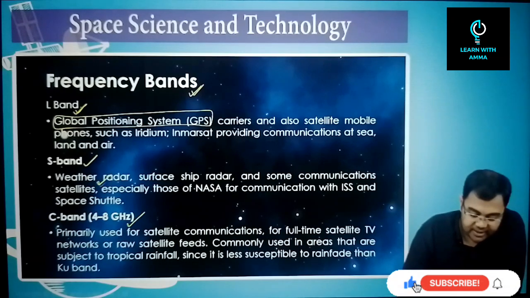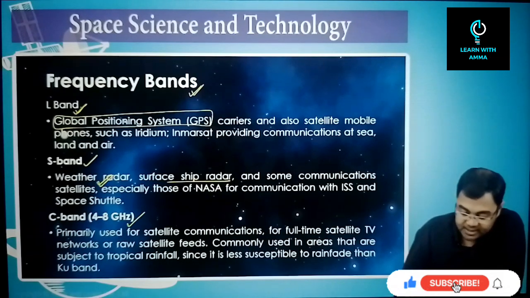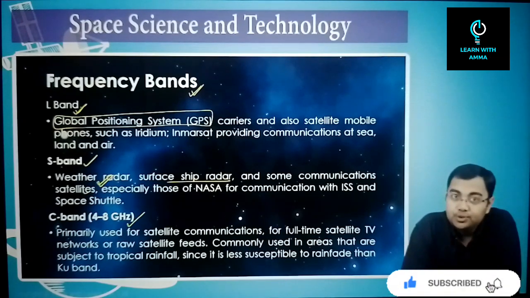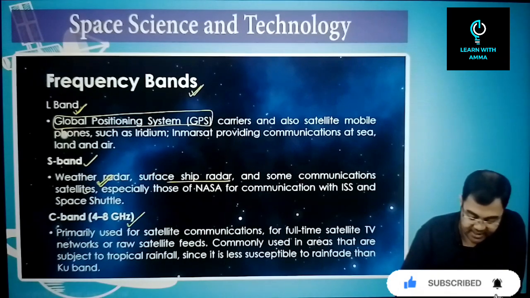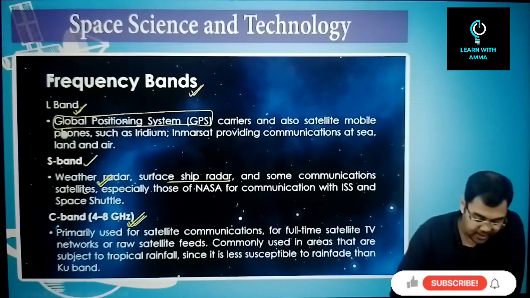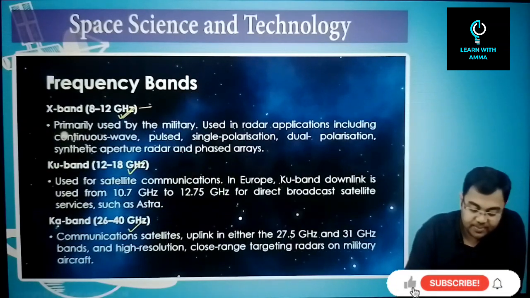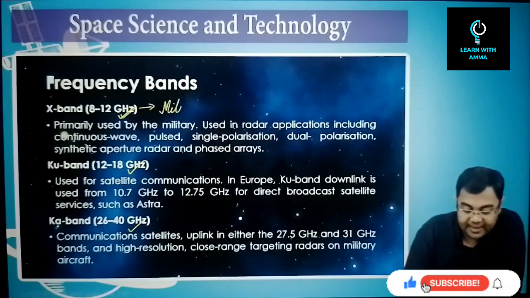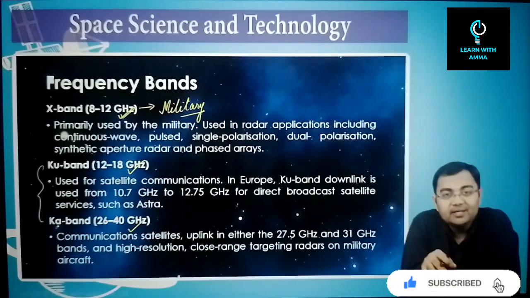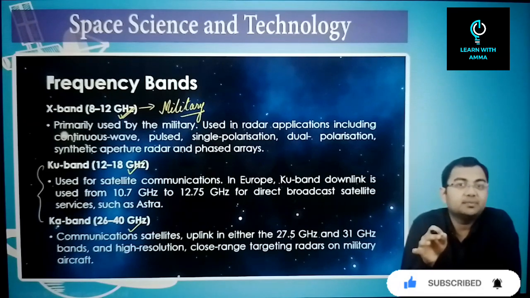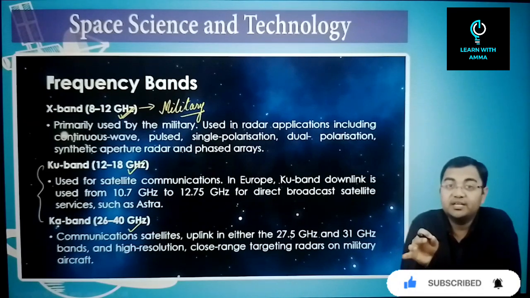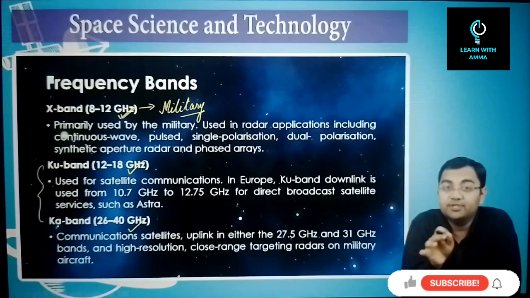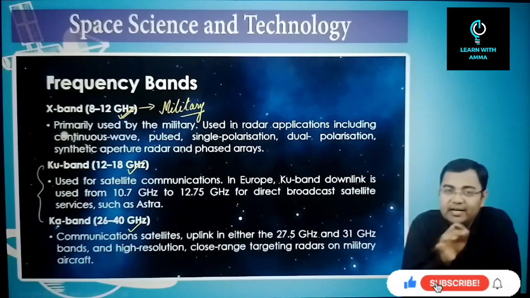Similarly, the S band is used by weather radars, surface ship radars, and some communication satellites. Then you have the C band, which is usually used for television networks. The X band is used mainly for military or defense purposes. Then you have the KU band, which is normally used for satellite communications, especially television broadcast. In television broadcast, you will see that the KU band is very widely used.